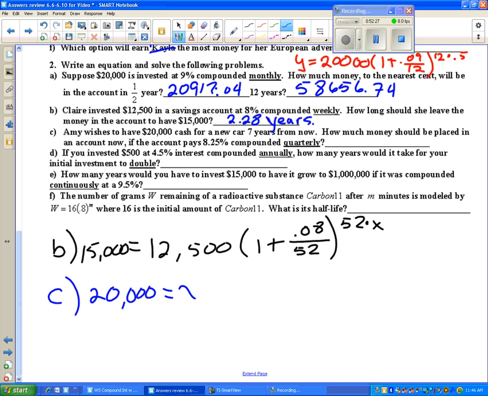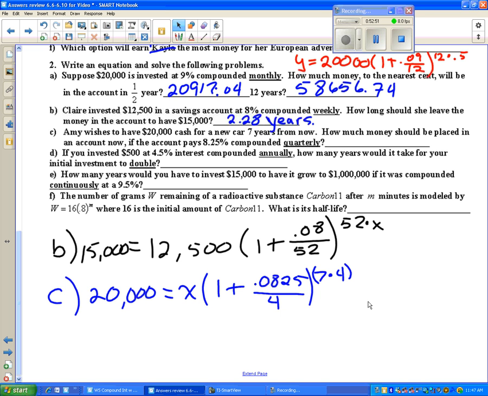I want to know how much money she should put into it if it's going to pay. So this is 1 plus, my rate is 0.0825. Compounded quarterly means to divide by 4, and I want to do this for 7 years times 4. And that's all in my exponent.